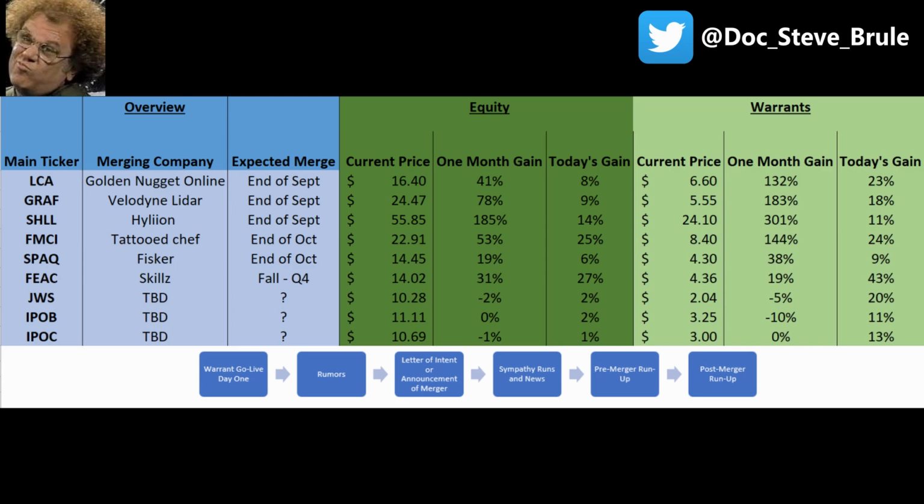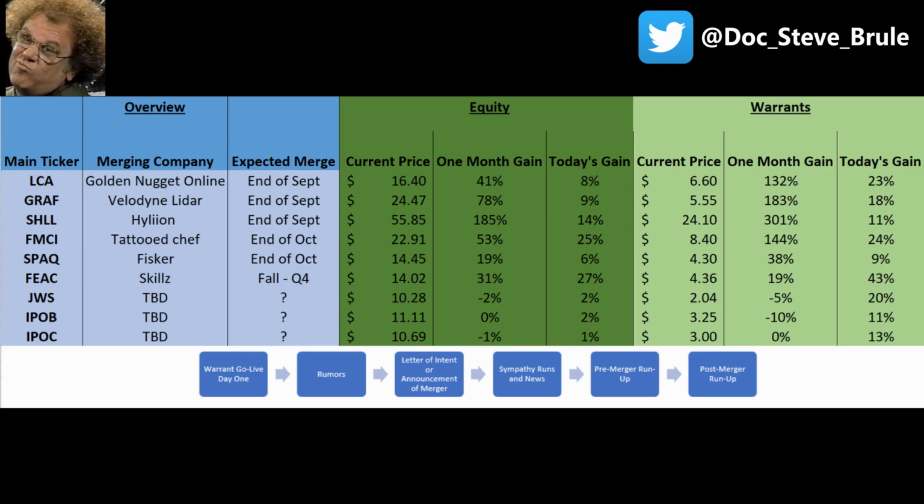I'm a 9 to 5 worker. I really like to find swings that I can predict how they're going to perform. And with special acquisition companies, they follow a very specific timeline of when you can make money, and they're pretty dependable and reliable. At the bottom here, you can see a little workflow of when you want to jump into special acquisition companies.